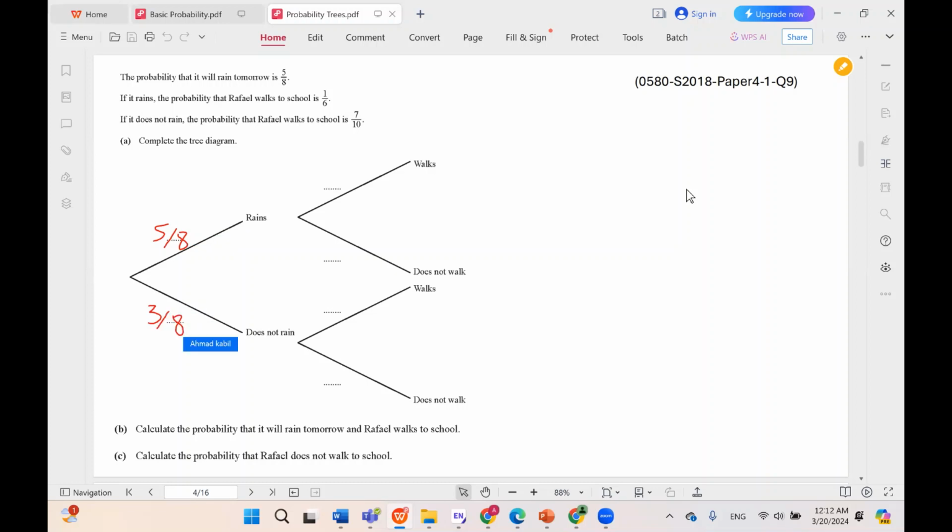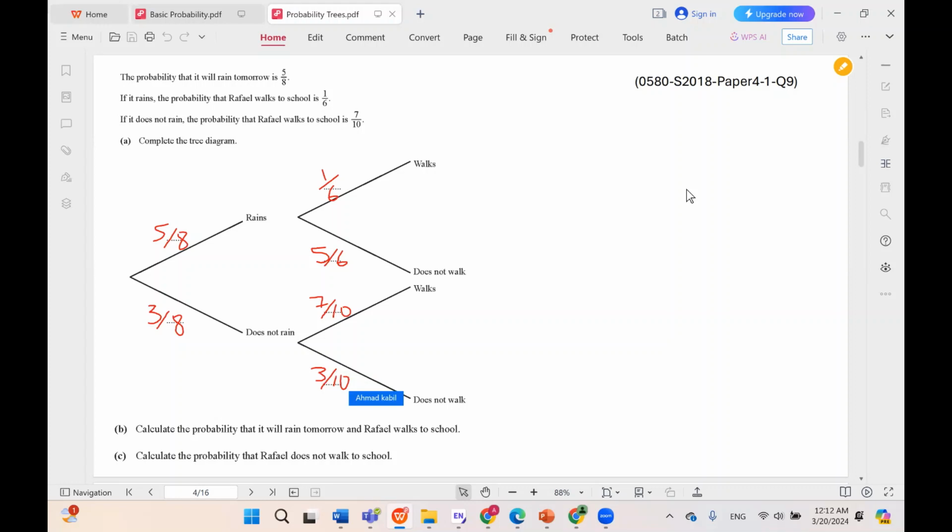And then if it rains, the probability that he walks to school is 1 over 6. And this tells us that the probability that he does not walk to school is 5 over 6. And then if it does not rain, the probability that he walks to school is 7 over 10. So the probability that he does not walk to school would be 3 over 10.